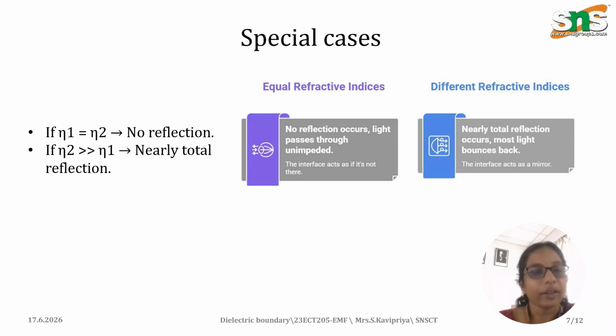So, equal refractive indices and different refractive indices. If both are equal, then it is equal refractive indices. If both are different, then it is different refractive indices. If both are equal, there is no reflection at all. If both are different, then a reflection will occur. Nearly a total reflection will occur. Most of the light bounces back.